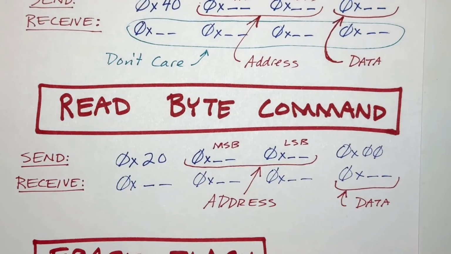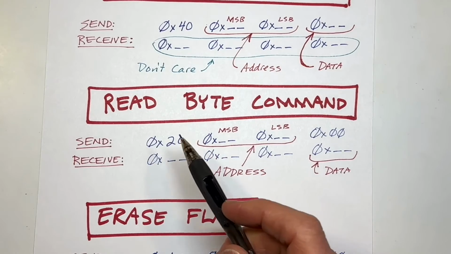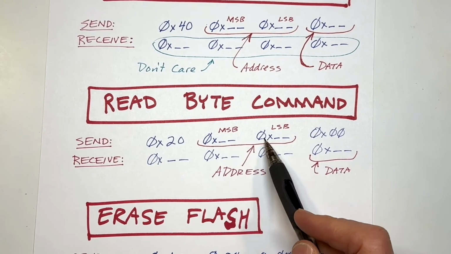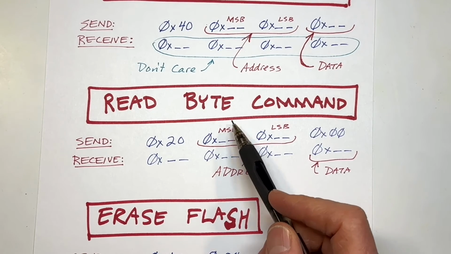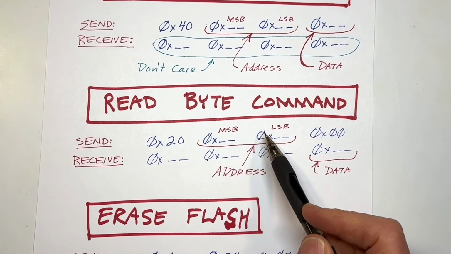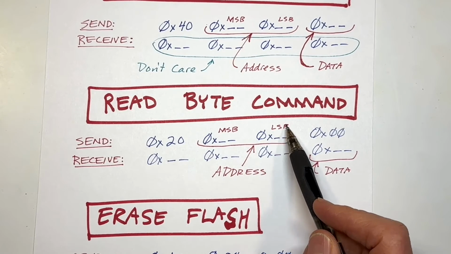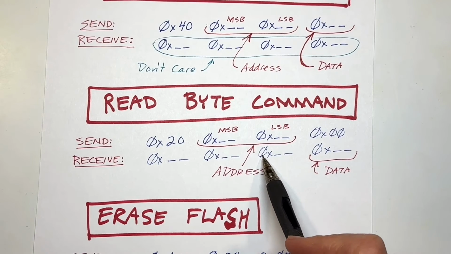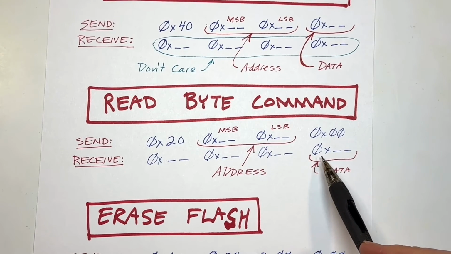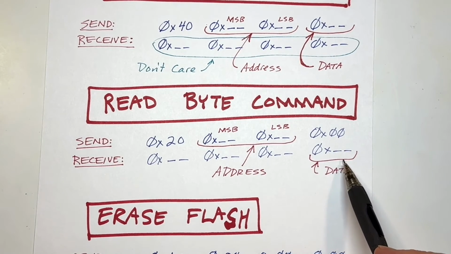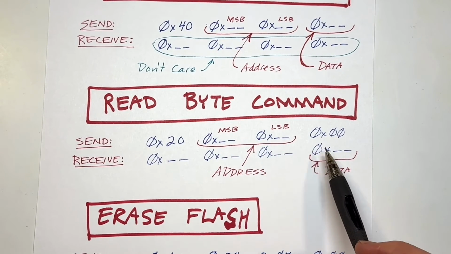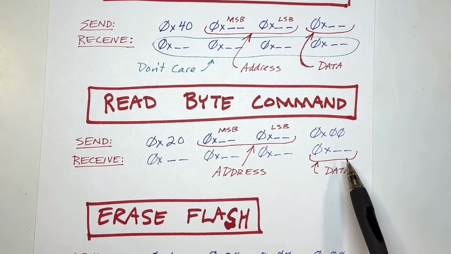The next command is the read byte command, and that begins with hex 20 followed by the address. And again, it's most significant byte first, followed by least significant byte, and then we send a 00. And in this case, we can ignore the first 3 bytes returned, but the 4th byte will be the actual data. So this will read from the flash and tell us what is stored in the flash, and we can use that to verify that the flash contains what we think it contains.